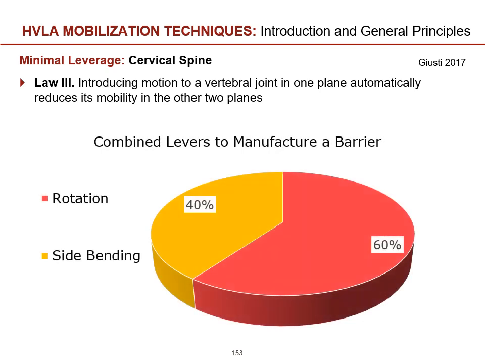So here's a hypothetical graph where you combine the two levers that we've been discussing within the cervical spine. You can see that the primary lever here is rotation, and then the secondary lever would be side bending. And you can see the amount of rotation necessary would be great, 60% of the available range of motion, because you only have two levers applied. Now, keep this in mind as we look at adding tertiary levers and what happens to the rotation.